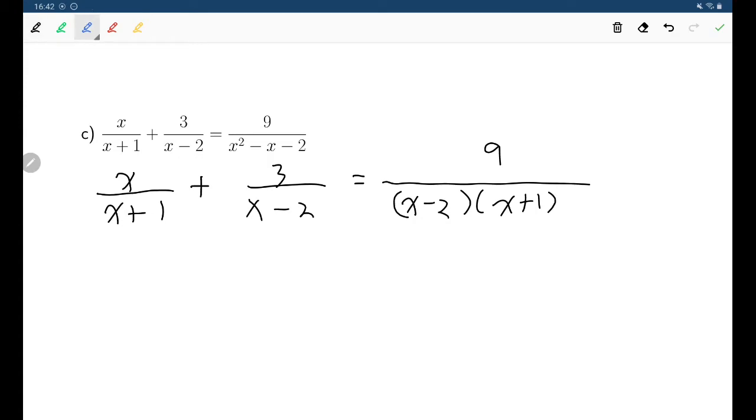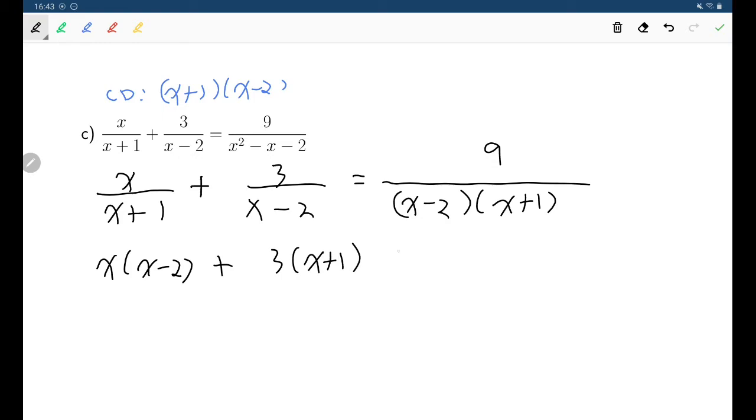And if I'm thinking about the common denominator for these three fractions, the common denominator would be x plus 1 times x minus 2. And if I multiplied all three terms by that common denominator, in the first term, x over x plus 1, the x plus 1's would cancel, leaving just the x minus 2 behind. In the second term, the x minus 2's would cancel, leaving just the x plus 1 behind. And on the right side, the x plus 1 and the x minus 2 would cancel, leaving just the numerator, just the 9, behind.